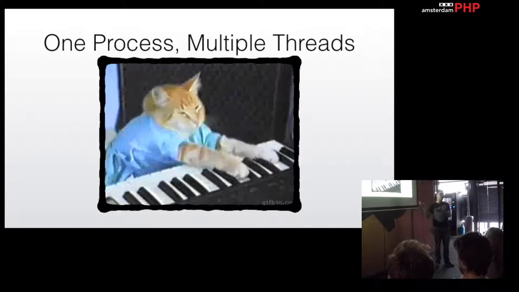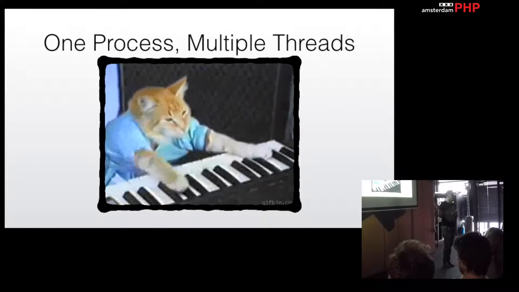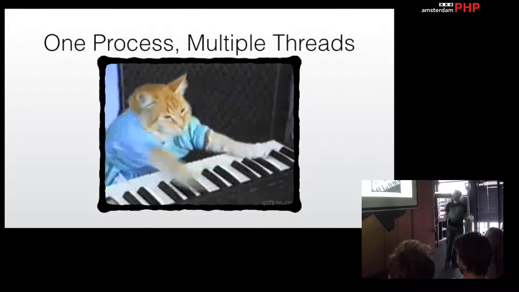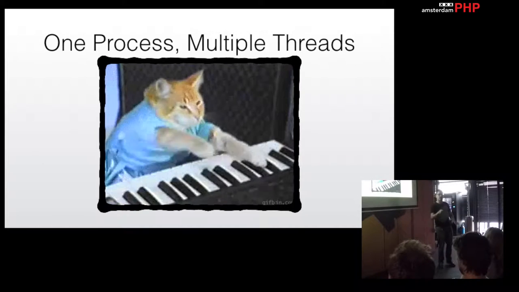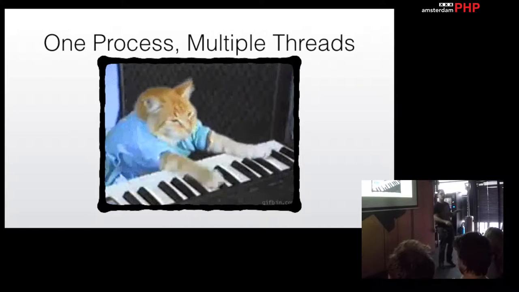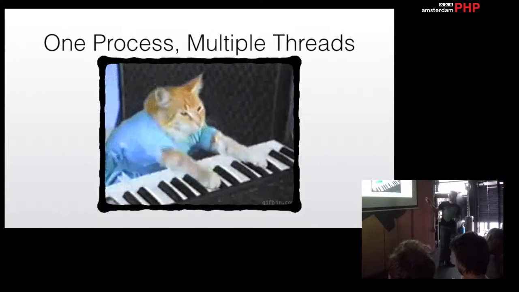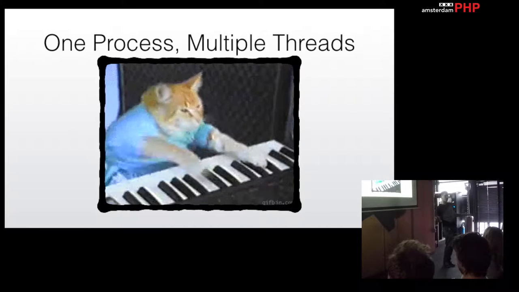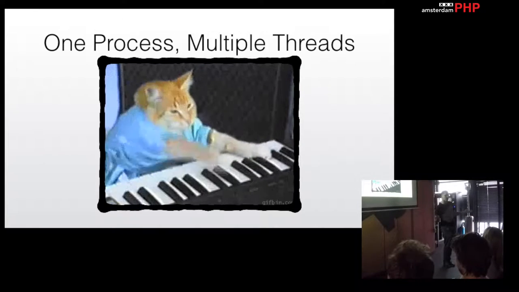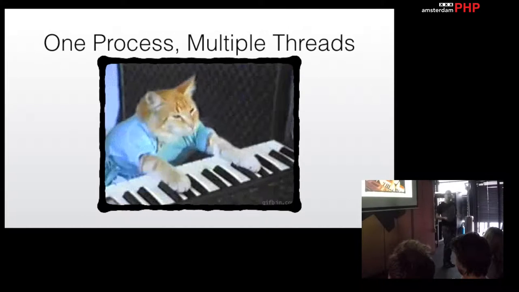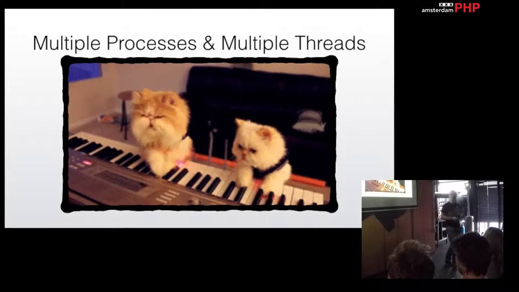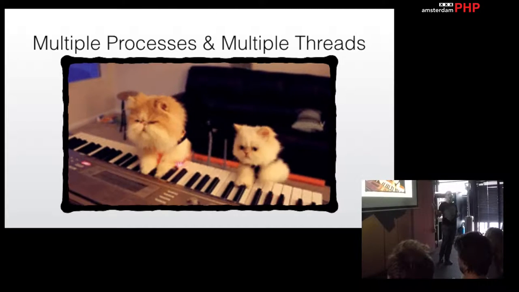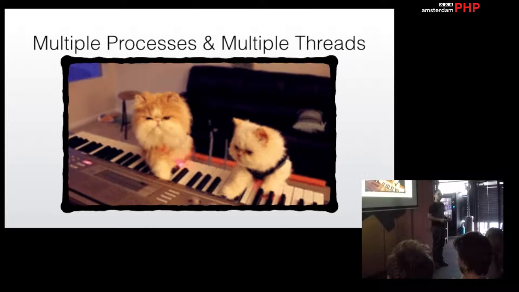So what is the process here? The cat is actually playing the keyboard. And for the cat playing the keyboard, he has to use his two arms, right? He has to think about the melody. But in the end, it's just one process, you know? But what if we can make it better and more efficient? Then we can have multiple processes running multiple threads. So we have two cats, and they're both playing the keyboard.